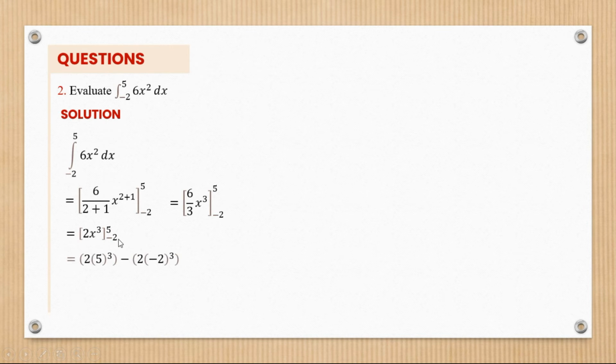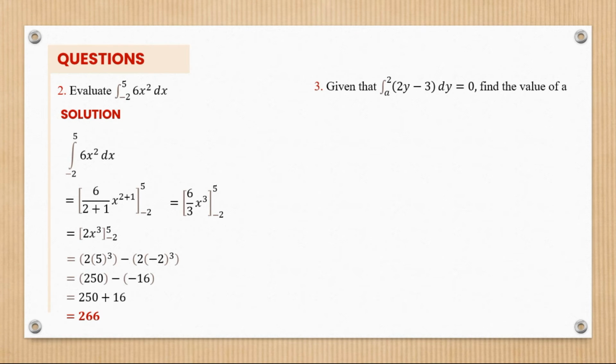We plug in the upper limit, then we subtract the case where we plug in the lower limit. So this is the upper limit minus the group where we plug in the lower limit. So we have 250 minus bracket negative 16, which is the same as 250 plus 16, and the answer is 266.